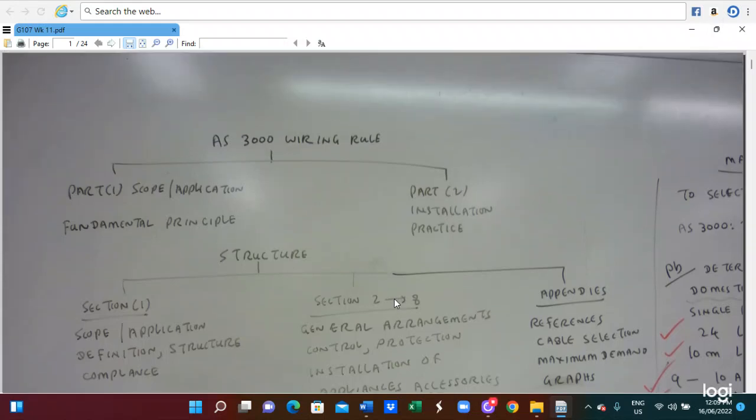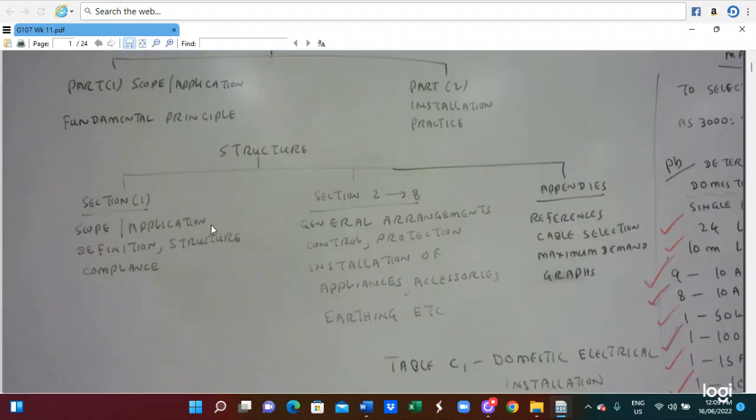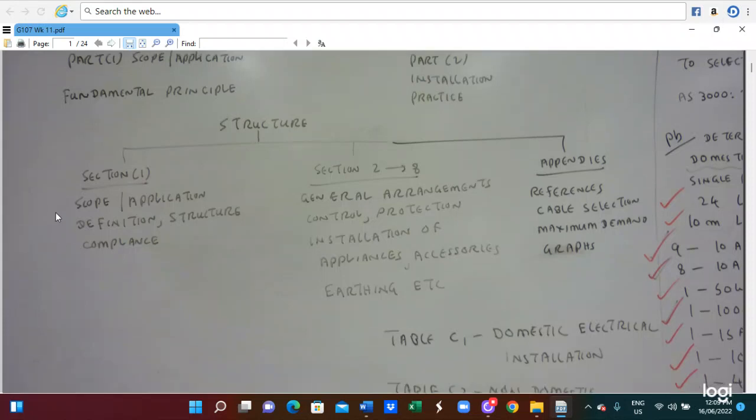So this week I teach you about the AS3000 wiring rule. There are two parts. Part one is a scope application, and part two is an installation practice. So part one is the structure of the AS3000 rule.